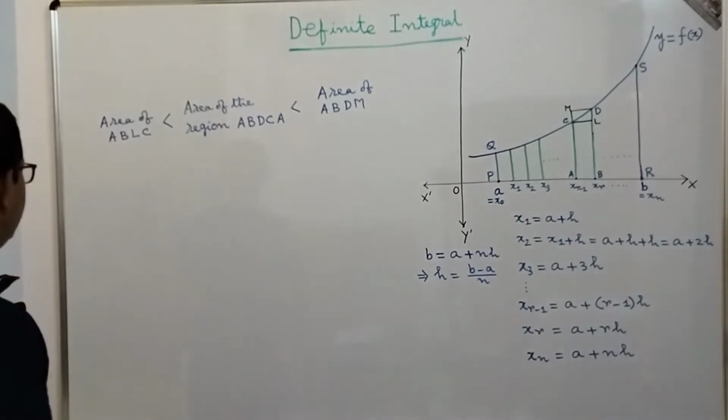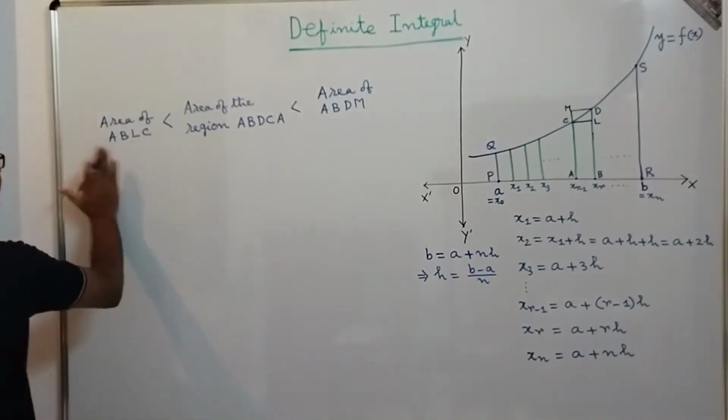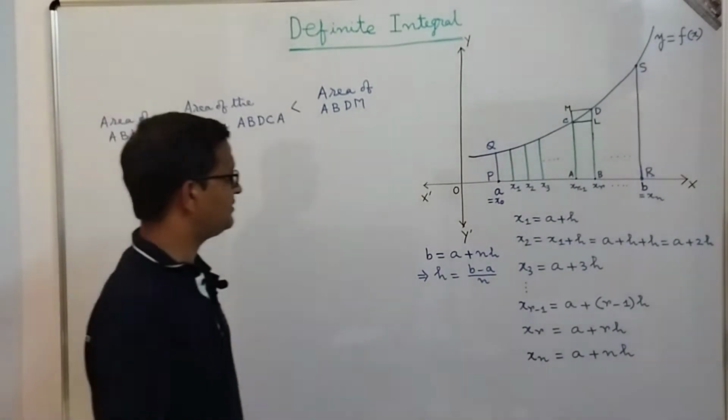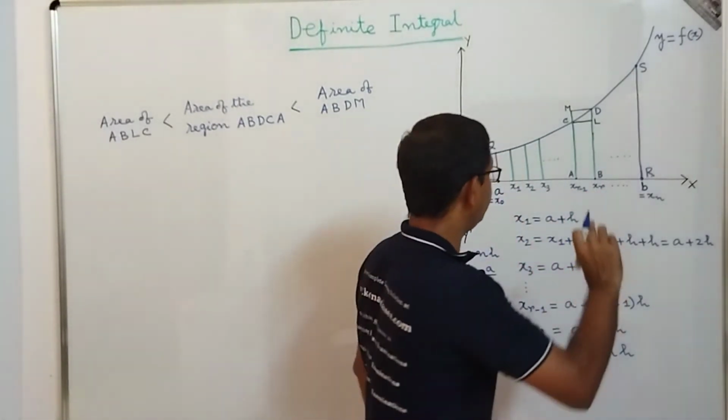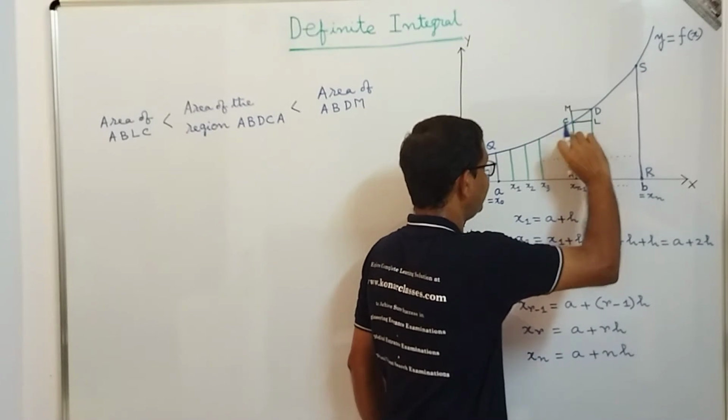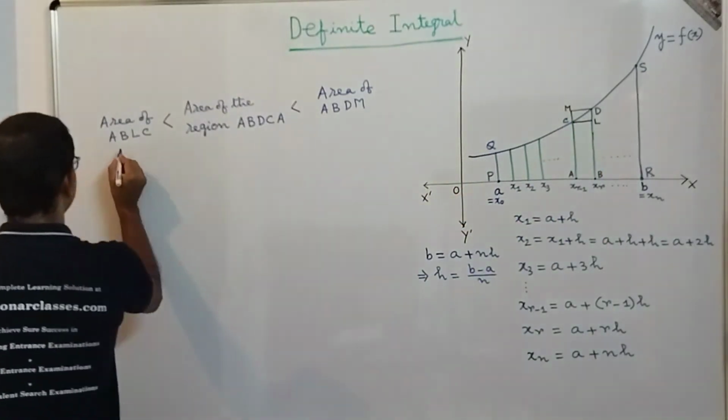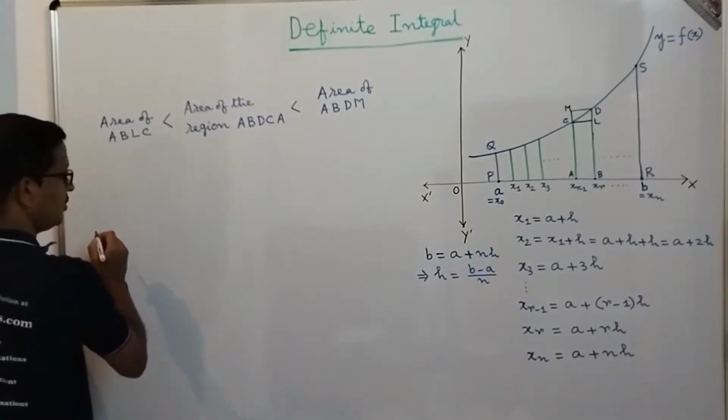Okay. So now let us come back here. What is the area of the rectangle ABLC? So rectangle, area of a rectangle, length into breadth. What is the length? Length is AC. So area of this rectangle ABLC, what we can find?